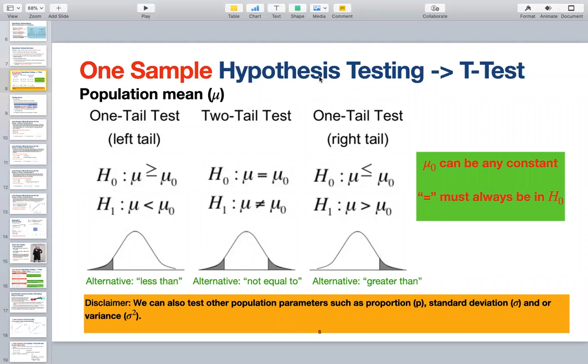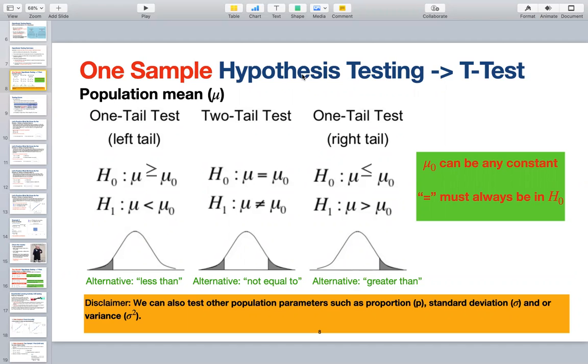Okay, welcome back. Now we know how to construct a hypothesis test. So let's take a look at how we can actually do a one sample t-test. When I say one sample, I should make it clear that we are talking about making an inference based on data from a single population.